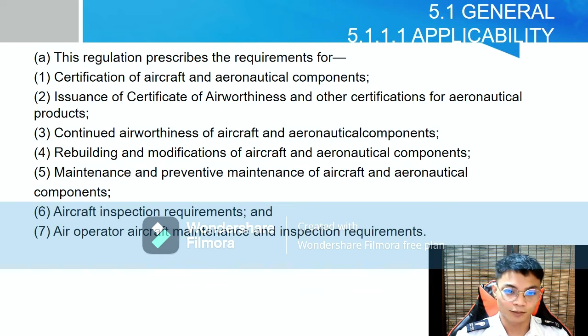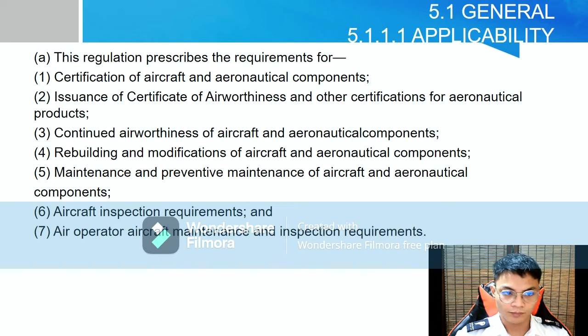So this regulation prescribes the requirements for certificate of aircraft and aeronautical components, issuance of certificate of airworthiness and other certifications for aeronautical products, continued airworthiness of aircraft and aeronautical components, rebuilding and modification of aircraft and aeronautical components, maintenance and preventive maintenance of aircraft and aeronautical components, aircraft inspection requirements, and air operator aircraft maintenance and inspection requirements. So basically, what's under this PCAR Part 5 airworthiness is just to keep the aircraft airworthy.